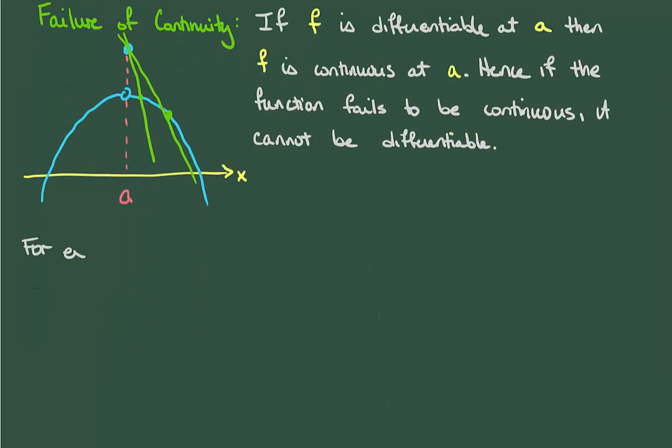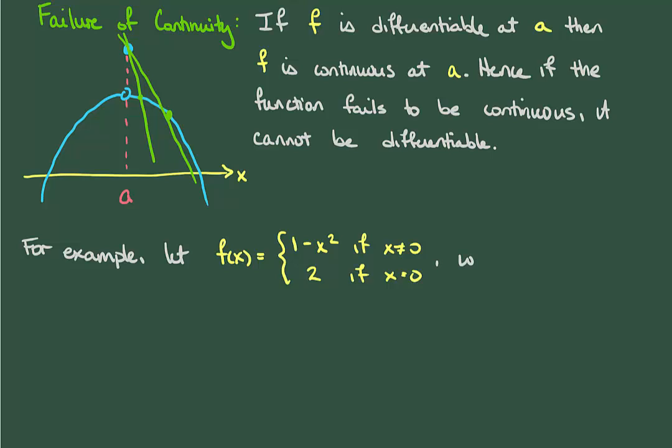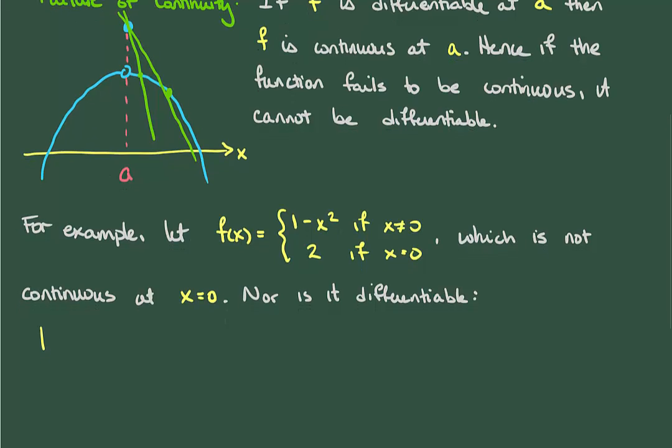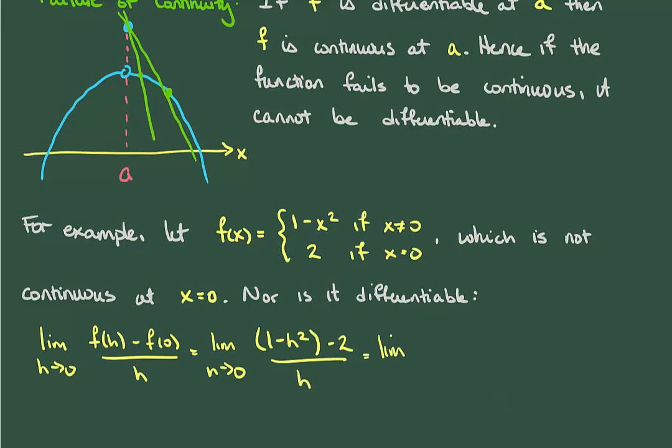To see this more concretely, let's look at the function which is 1 minus x squared away from 0 and 2 at the point 0. This is basically what I've drawn above, and it's certainly not continuous at 0, hence it should also fail to be differentiable at 0. Evaluating the limit of the difference quotients at 0, we are left with this limit. The numerator converges to a finite number while the denominator goes to 0. Hence, this limit does not exist.